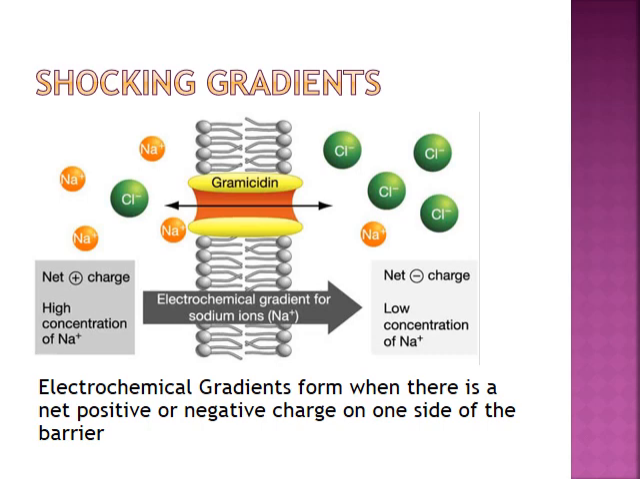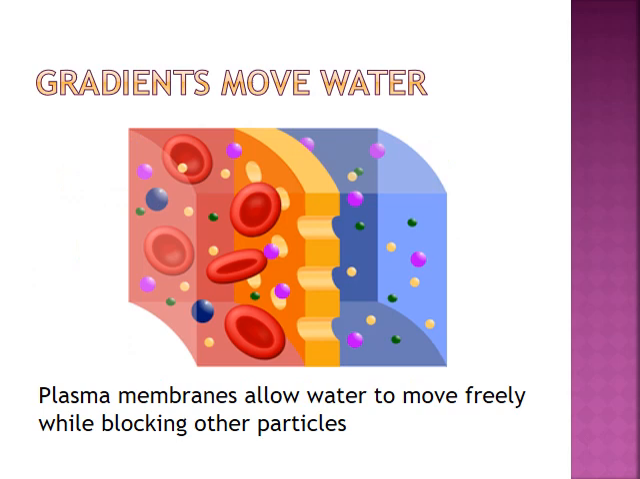The solute could be charged positive or negative. If one side of the barrier has a lot of positive charge molecules and one side has a lot of negative charge molecules, they want to shift sides so it's equal. And you can use the energy of that movement to power your biological reactions.